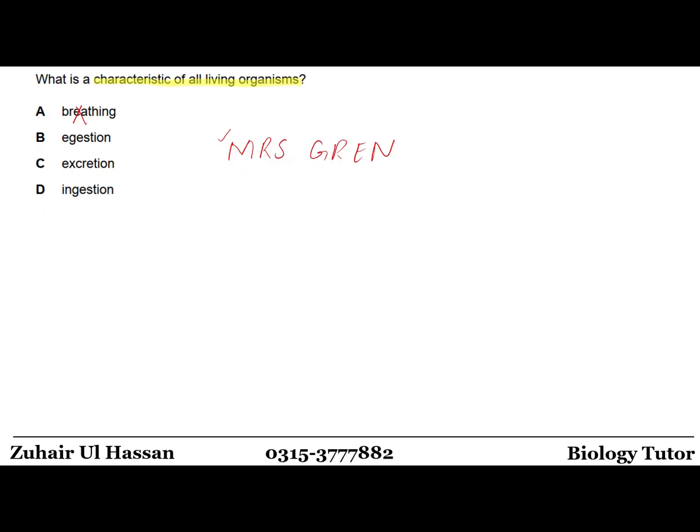If we talk about option B, egestion: it starts with the letter E, and there is an E in our acronym as well, but that E stands for excretion, not egestion. So option B is also not correct. Option C has excretion. Option D is ingestion. Again, there is no letter I in our acronym Mrs Gren, so D is not correct. The only correct option is excretion. So this is the first type of MCQ that you will be asked in the exams.